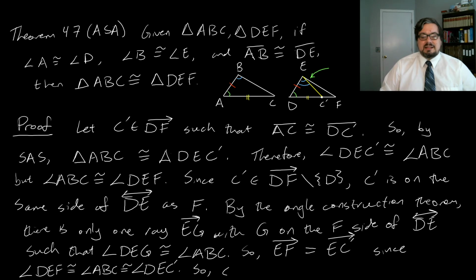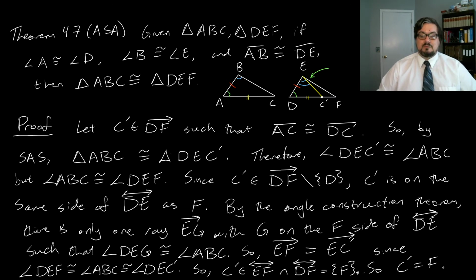So that means that C prime has to belong to the line EF, but by construction, we also know that it lies on the ray DF, so it lies on the line DF, but these two lines, EF and DF, only intersect in one point F. So that means that C prime equals F. So we already showed up above that triangle ABC is congruent to triangle DEC prime, and we've just shown that C prime is actually equal to F.